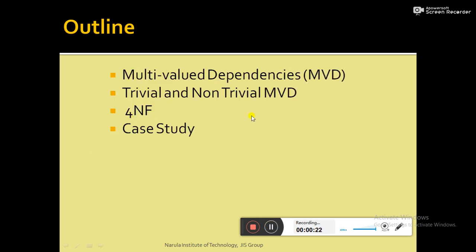And these are the topics which I am going to cover during my lecture. Actually, this lecture is concentrating on the concept of 4NF. But before discussing the 4NF, we have to know what is multi-valued dependencies, in short MVD, because the 4NF is based on multi-valued dependency. Then I will discuss about the concept of trivial and non-trivial multi-valued dependency. After that, I will discuss the concept of fourth normal form 4NF, and then a case study will be explained later.